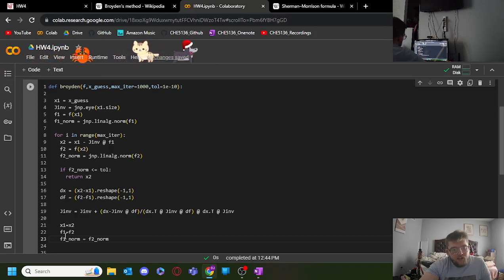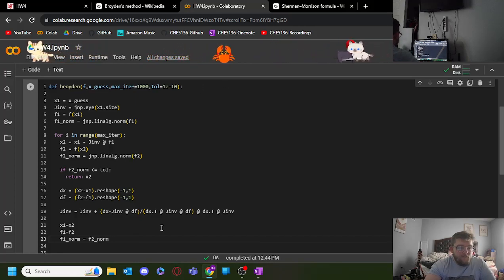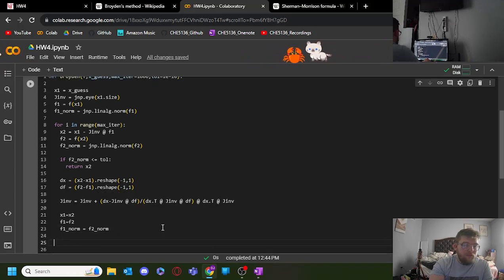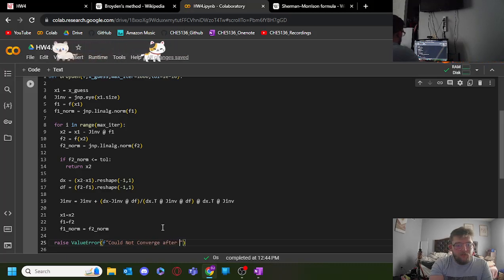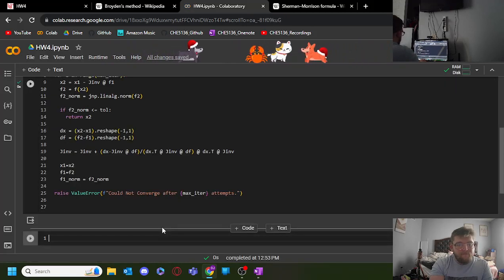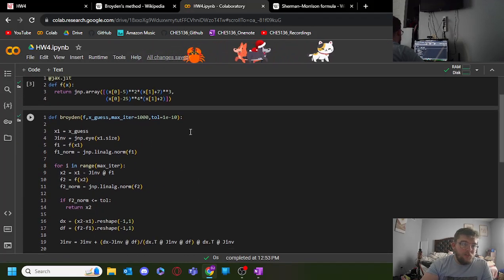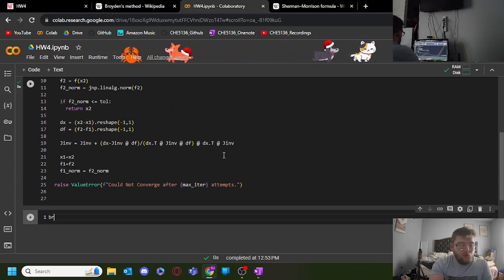Now I just need to update our X and F's. And then if this takes too many tries, I'm going to raise a value error: could not converge after iter attempts. Alright. Let's check it out, see if it works.